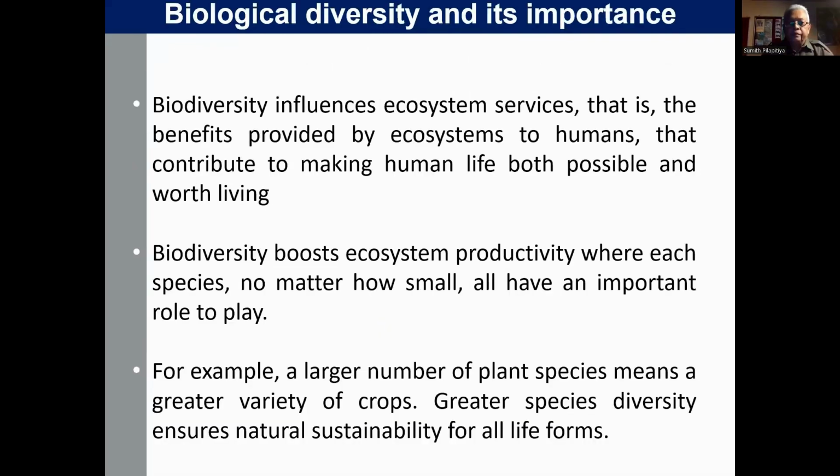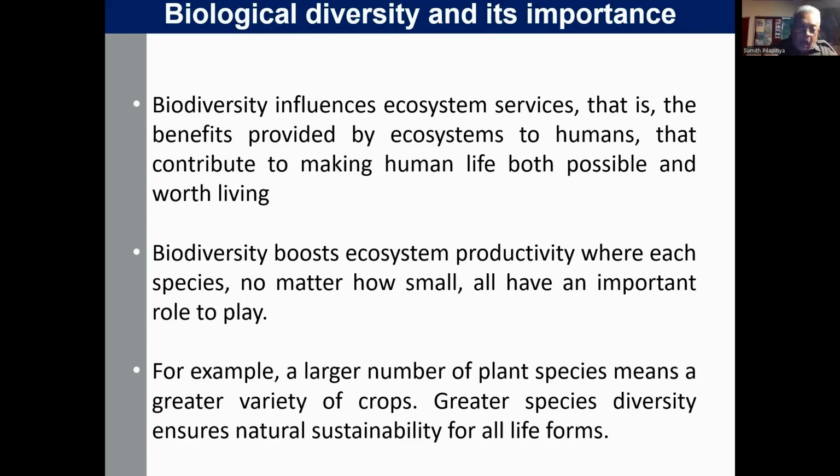When you really look at what biodiversity does, biodiversity influences ecosystem services. That is the benefits provided by ecosystems to humans that contribute to making human life both possible and worth living. So for humans to survive in this world, we need to use ecosystem services that make human life possible and worth living. Biodiversity also boosts ecosystem productivity. That means the more diverse the ecosystem is, the more productive that ecosystem will be. And the more productive an ecosystem is, the more usefulness that ecosystem will have for development activities of man.